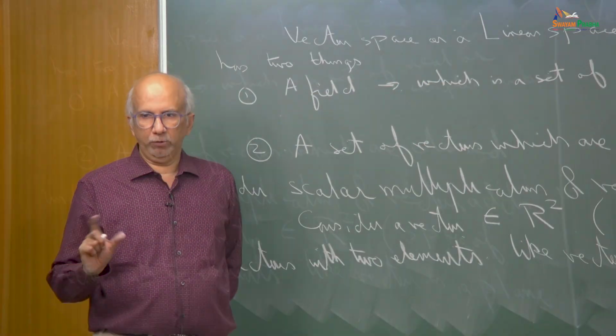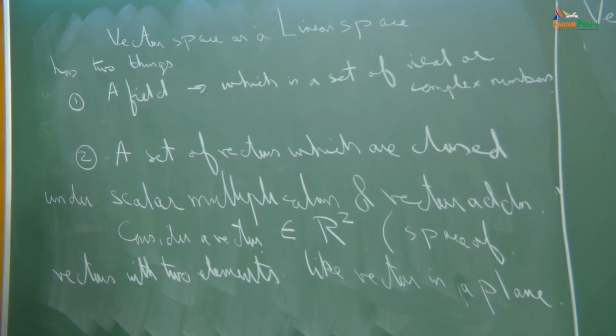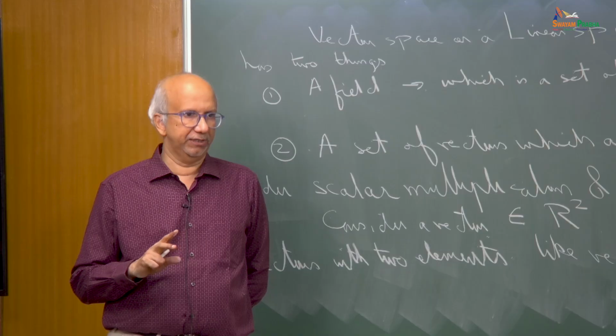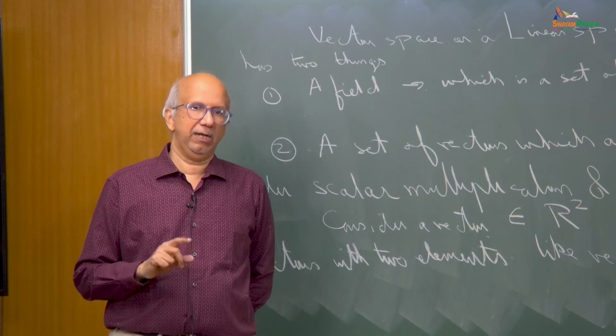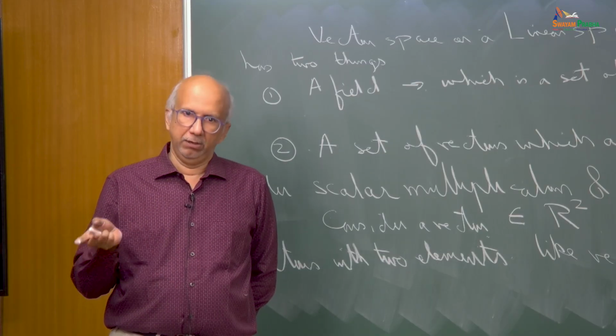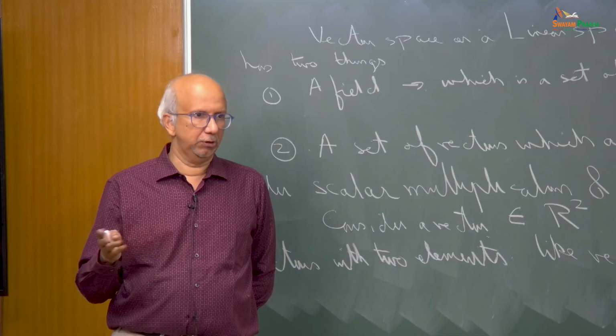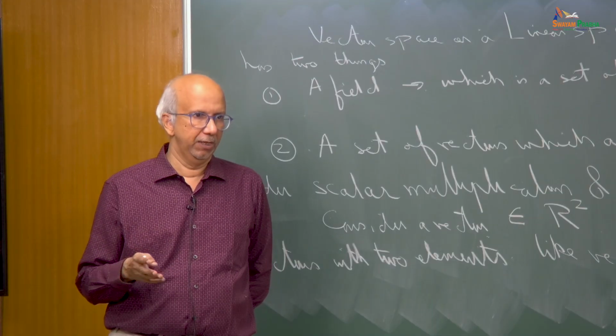If I take two vectors in a plane, I'll get another vector in a plane. I have two coordinates for each of them, and I get a third vector with two coordinates. Multiply it with a scalar, I'll get another vector with two coordinates. So, it all belongs to the plane. That is what I mean.